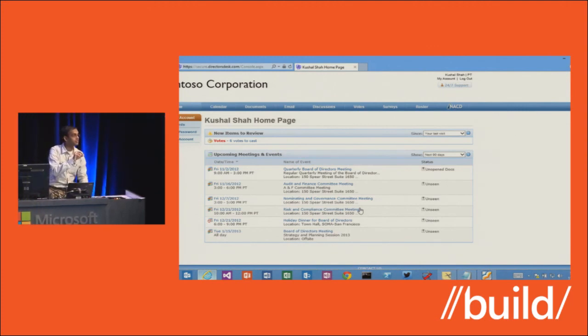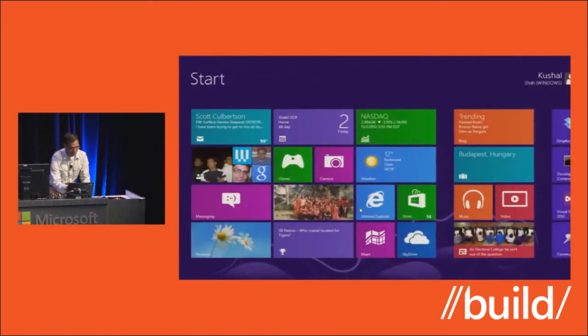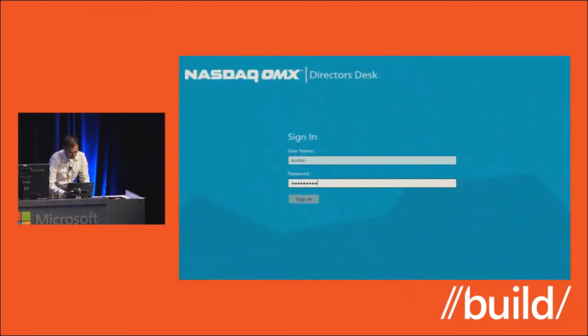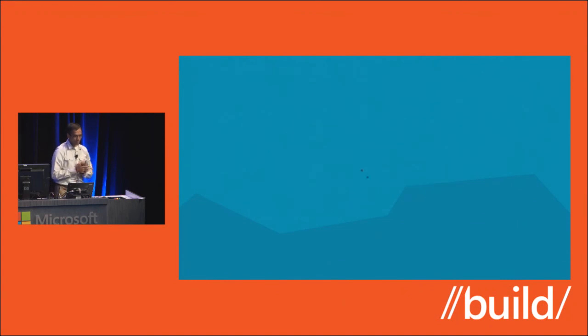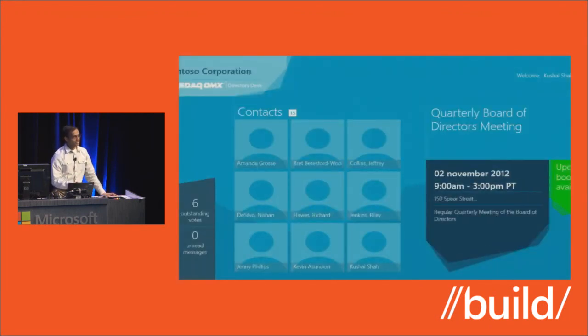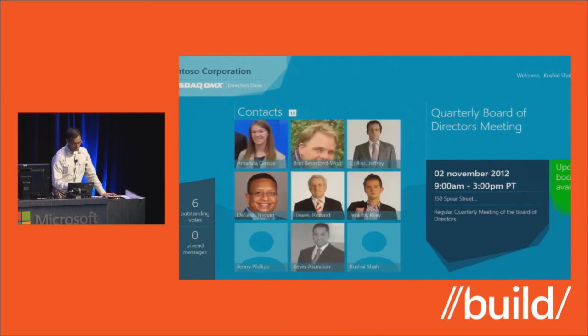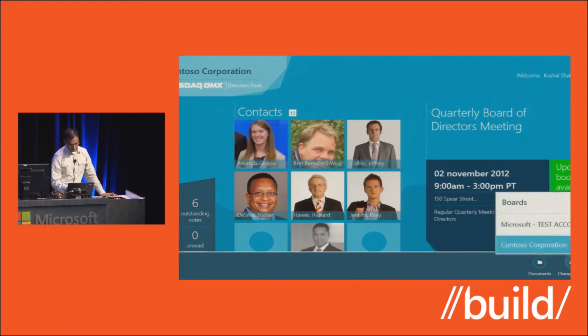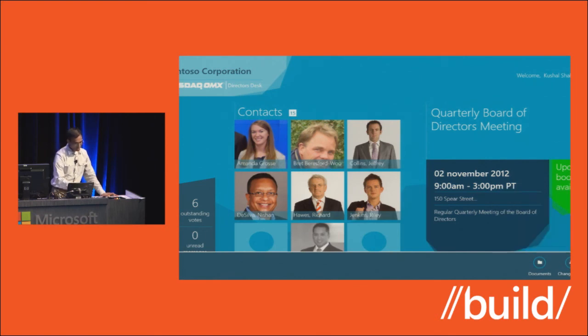Now let's see what they have in the Windows Store app. So let's come in here. I'm going to log in. And this is what I get. I get all my contacts at the Contoso. As I said, this is the Contoso board. So I get all my contacts there.